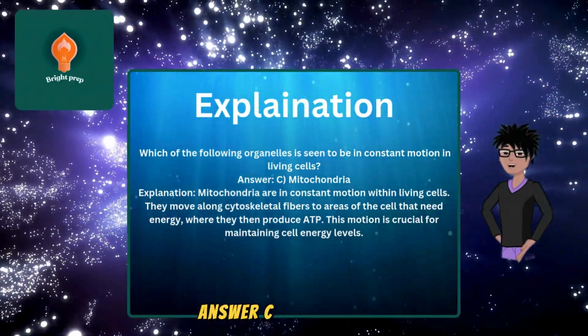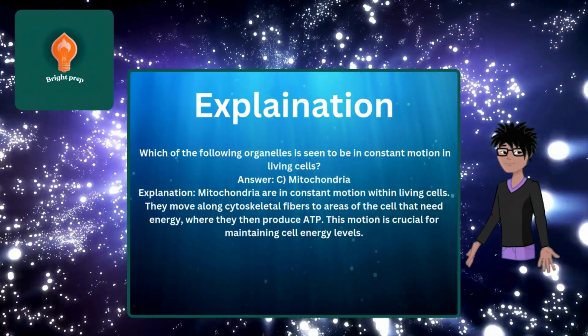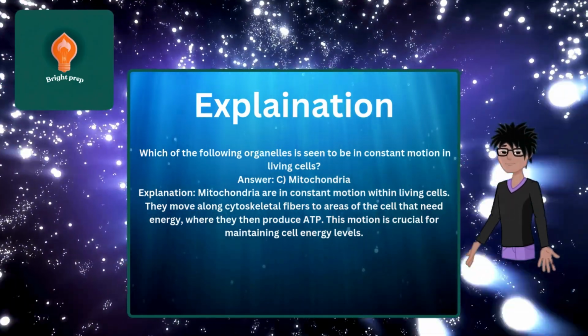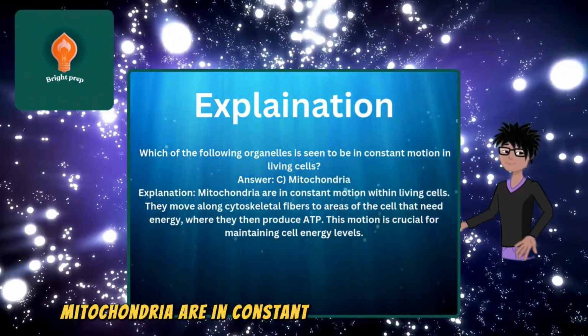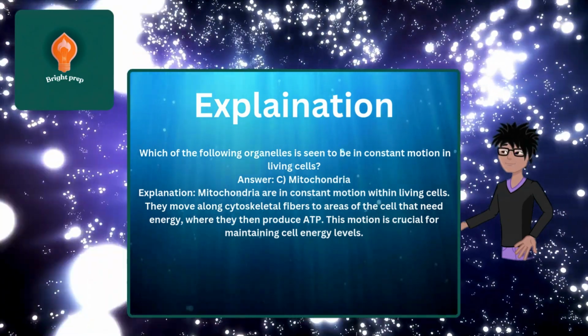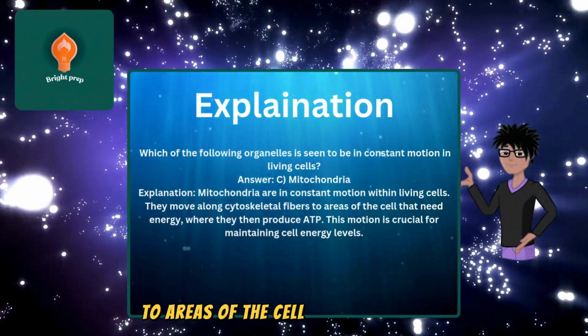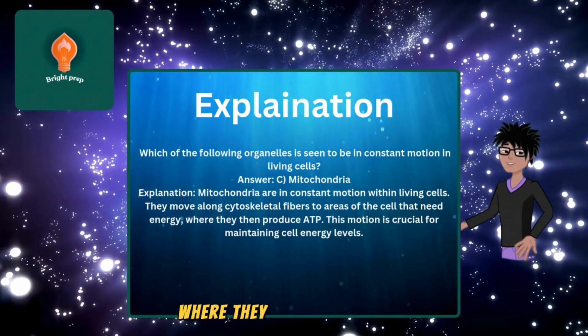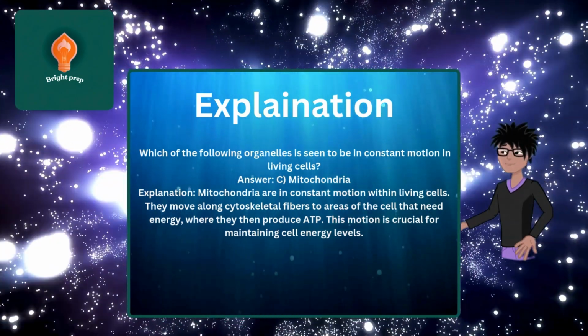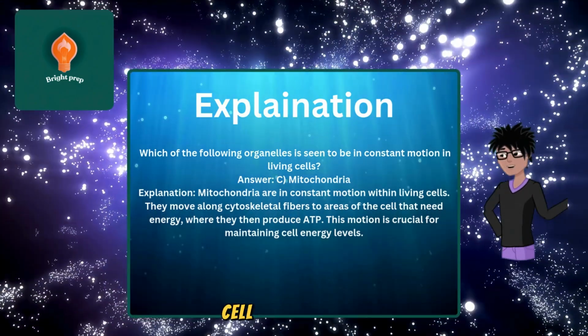Which of the following organelles is seen to be in constant motion in living cells? Answer C. Mitochondria. Explanation. Mitochondria are in constant motion within living cells. They move along cytoskeletal fibers to areas of the cell that need energy where they then produce ATP. This motion is crucial for maintaining cell energy levels.